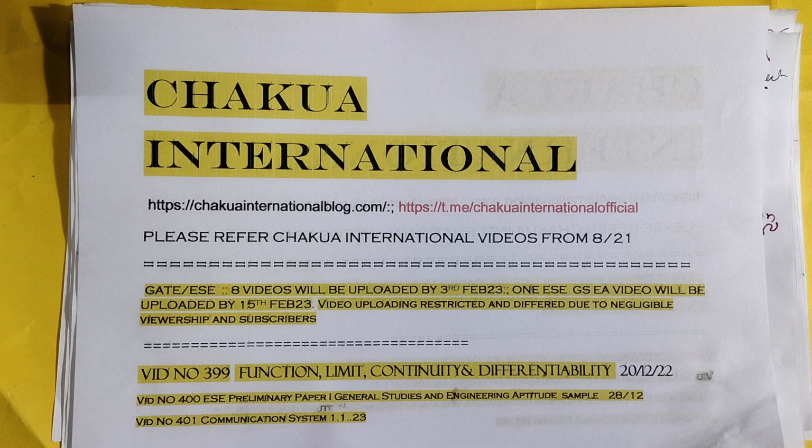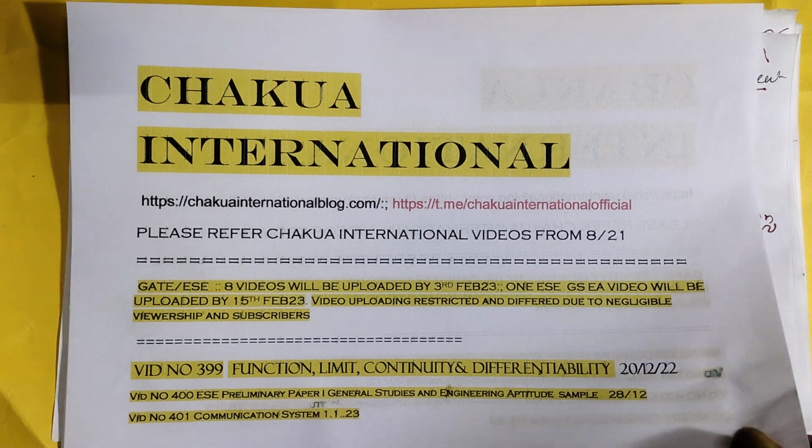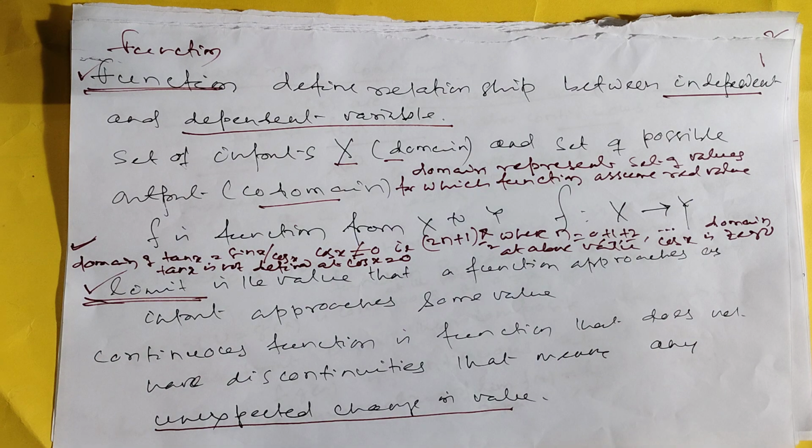This is related to function, limit, continuity and differentiability. Video number 399. Function: defines the relationship between independent and dependent variable. Limit: the value that a function approaches as the input approaches some value. A continuous function is a function that does not have discontinuities, that means any unexpected change in value.